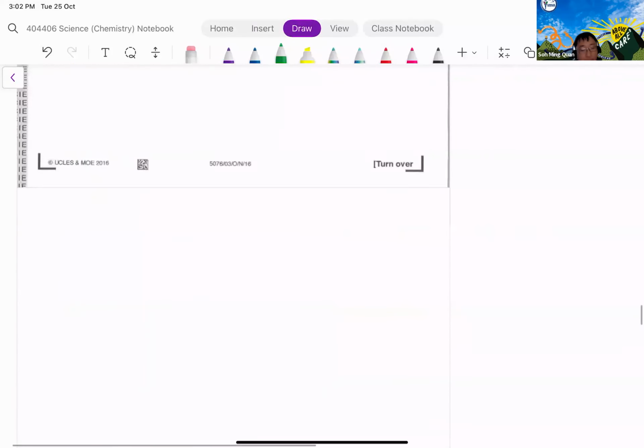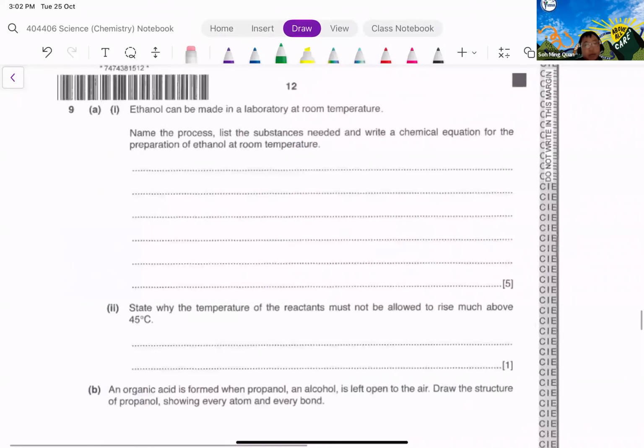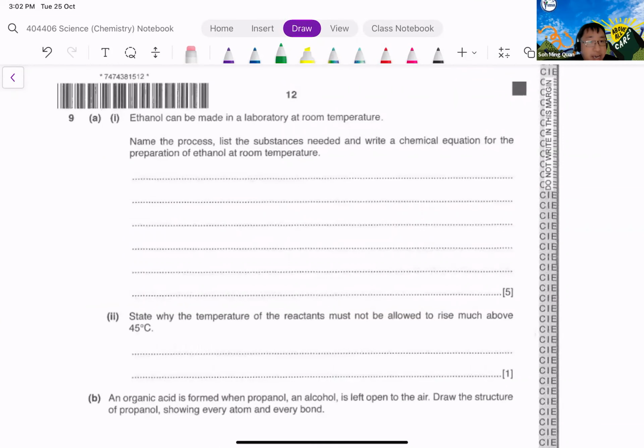All right. Now I want to go through question 9. Question 9 again is organic chem. You can see that organic chem does feature quite heavily pre-COVID. And I want to remind you, your batch is the first batch that has organic chem in the O levels. It's not removed. You have learned organic chem thoroughly. You should have revised it thoroughly as well.